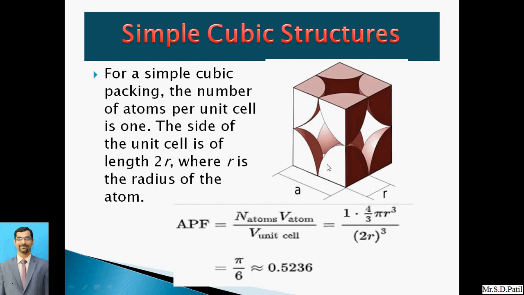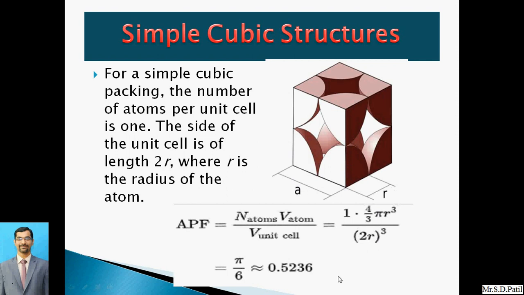Now a cube is the volume of this particular unit cell. So the unit cell volume is a cube, and this a is nothing but 2R. So here that particular term is replaced: instead of a cube, we are putting the term a equal to 2R.